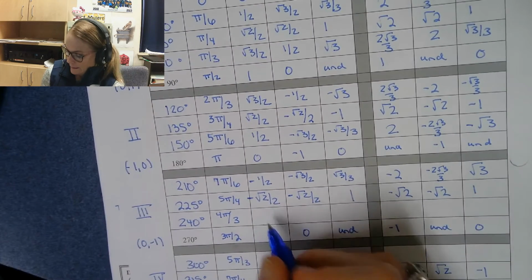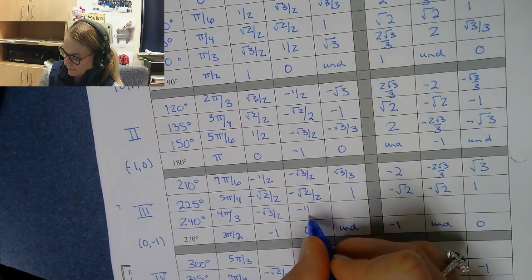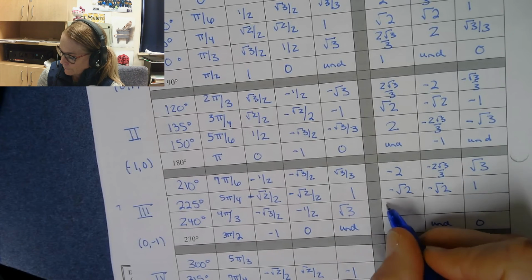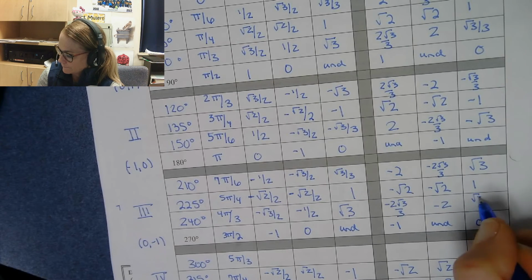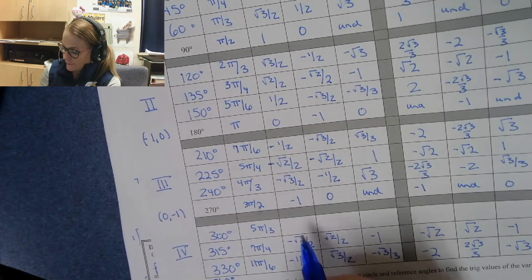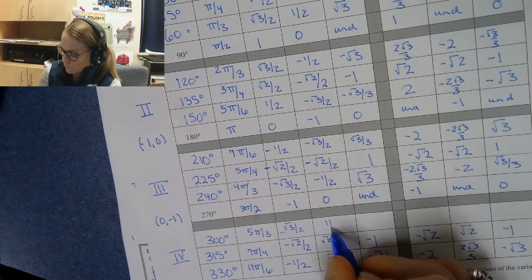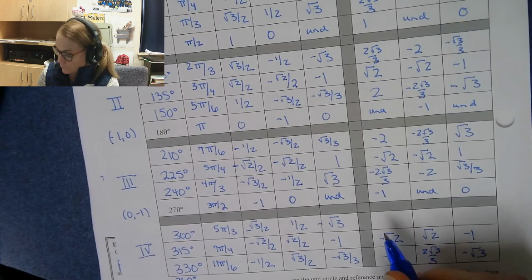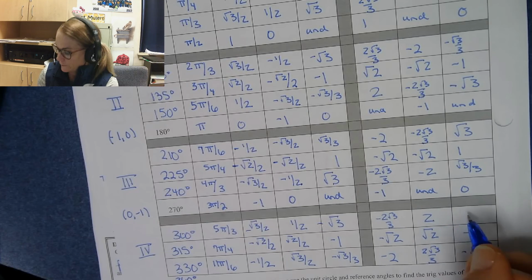Quad 3: sine is negative, cosine is negative, and then tangent is positive. Reciprocate each. And last thing here, this last one: sine is down, so negative, cosine is right, tangent is plus over minus. Reciprocate each.